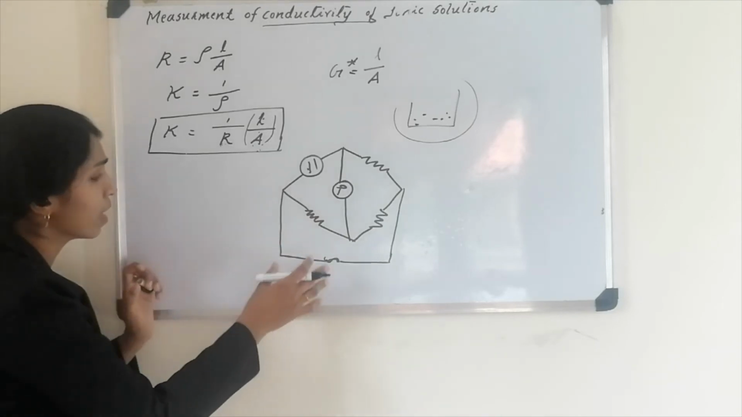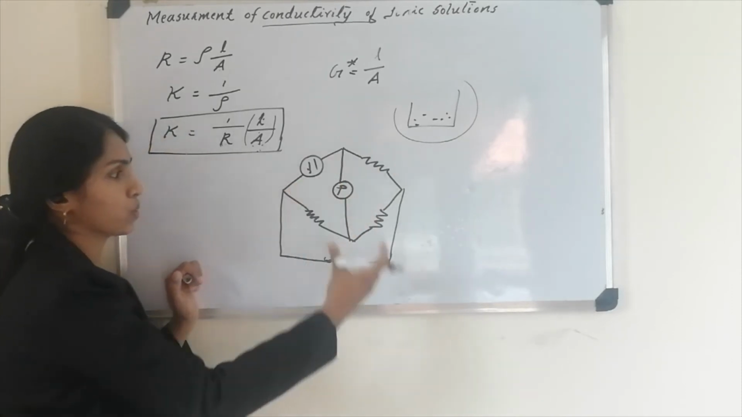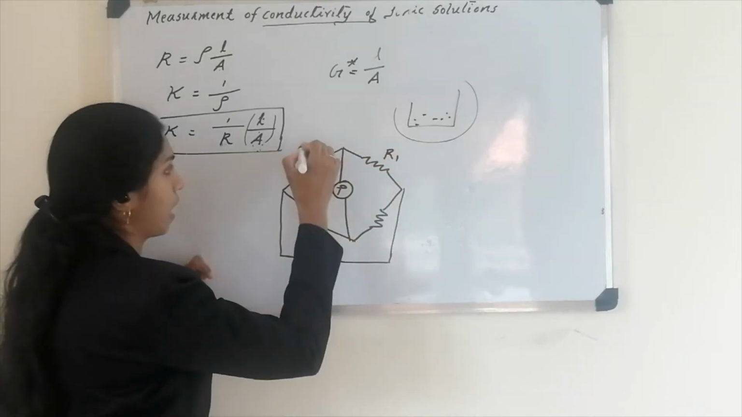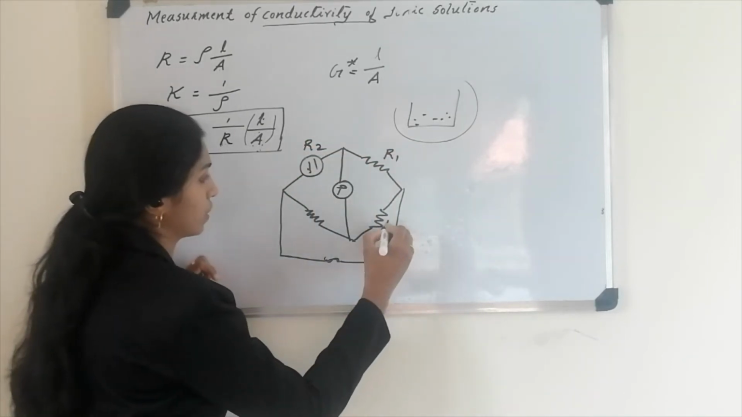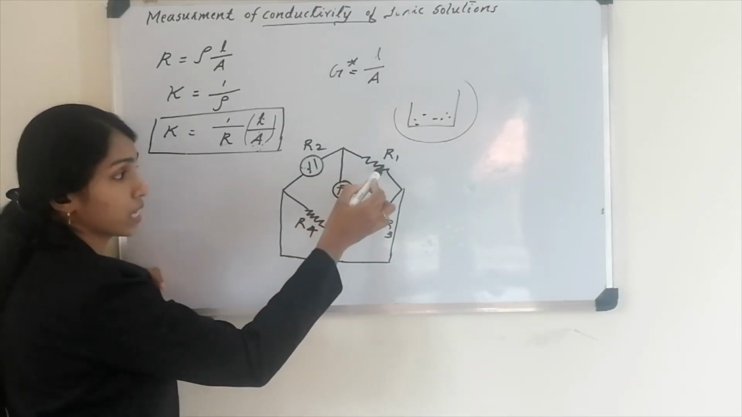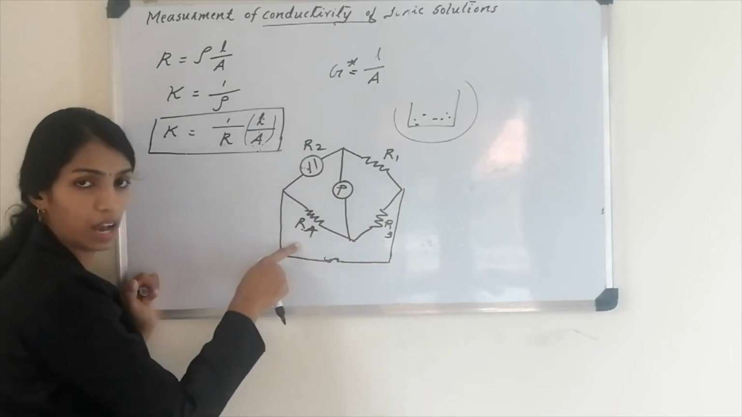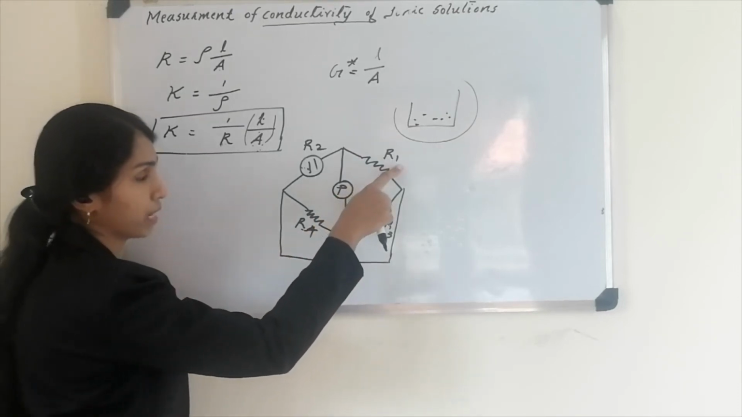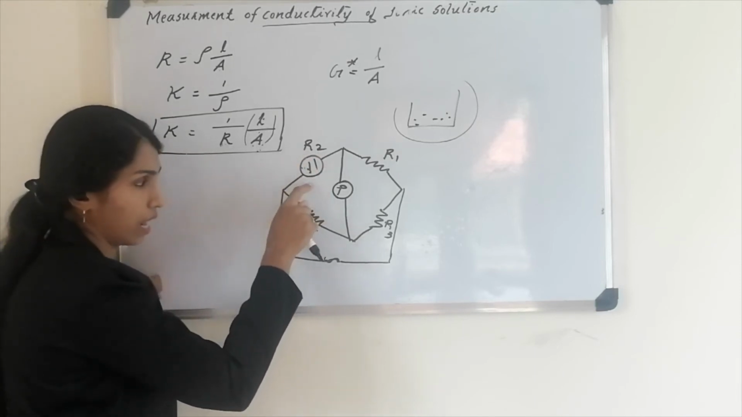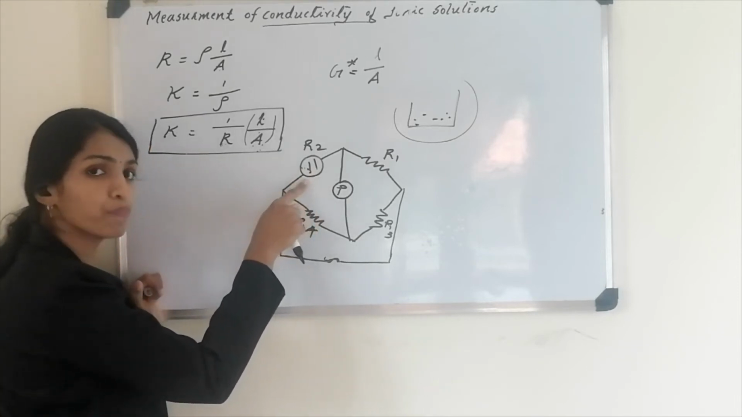Okay, then when this bridge is balanced, if no current passes through the circuit, we can say this is balanced. If this is the resistance R1 and this is resistance R2, then if this is R3, this is R4, this resistance is the unknown resistance. This is a variable resistance, and these resistances are known resistances. R3 and R4 are known resistances. This is a variable resistance, and what is R2? R2 is the resistance. This is actually a conductivity cell. In this conductivity cell we are taking the solution of unknown resistance. This is actually the unknown resistance.